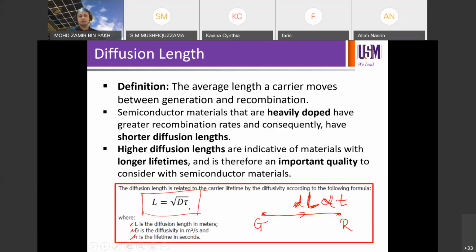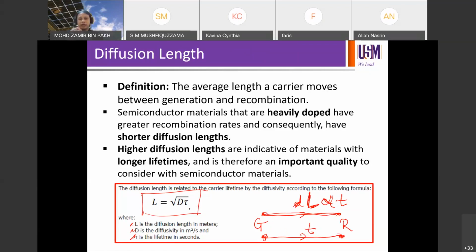So L is equal to the square root of D tau, okay? So definition: the average length or distance, if you like, that a carrier travels between generation and recombination. It's the same as lifetime just now, but the dimension is time. When you talk about diffusion length, it's the same thing as well, but the dimension is distance, right?